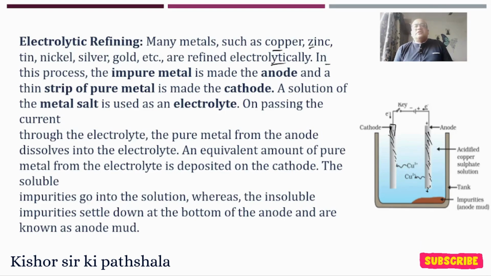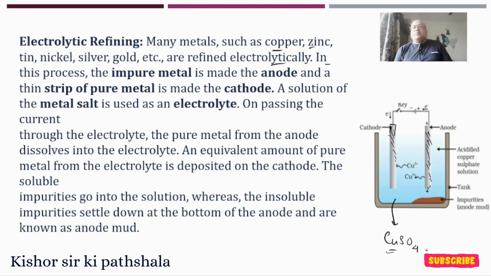Then a solution of a metal salt is taken. For example, if we are doing electrolytic refining of copper, we need to take copper sulfate as the electrolyte. Then the current is passed through the circuit.